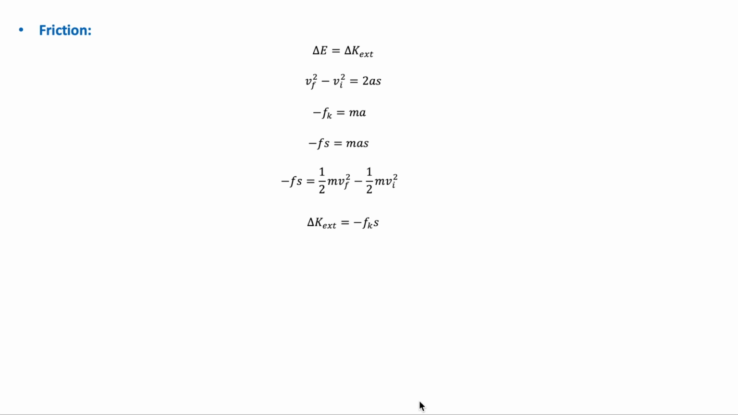So to do this, let's consider a block sliding on a rough surface, and let's consider the system as only the block, so friction will be external to the system. So we have, this is Newton's second law, so the minus force of friction is equal to ma, and using this kinematic equation and multiplying this by s, we get this relation. So this quantity here represents the magnitude of the loss in the kinetic energy of the block due to friction. And this loss of energy appears as thermal energy of the block and of the surface on which it slides.